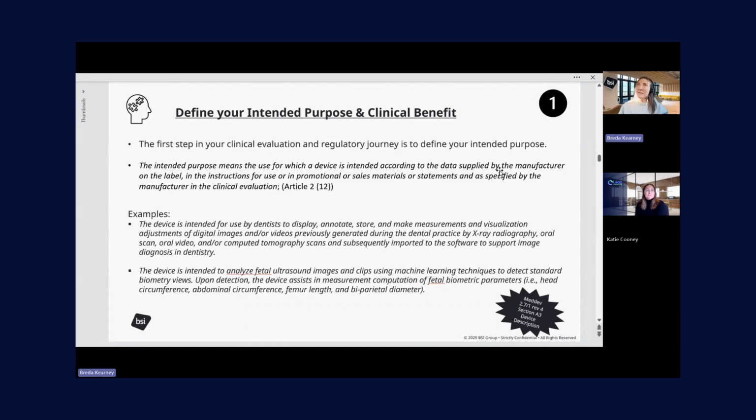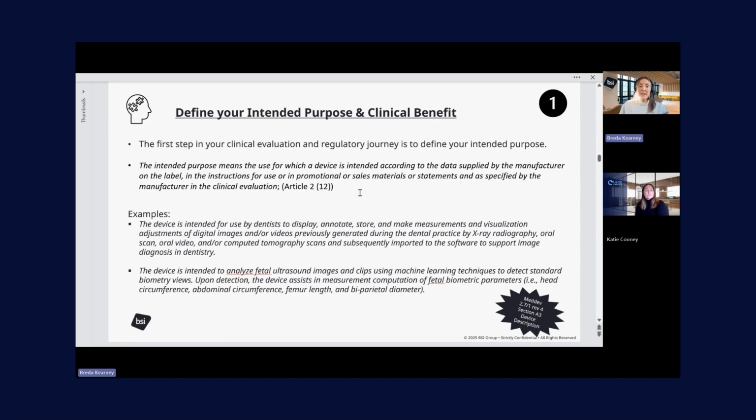Looking at the intended purpose, I would say it's one of the main deficiencies that we see when it comes to looking at clinical evaluations, not just for software, but for all types of medical devices. It's really important that you have a very clear, precise, specific intended purpose. And the intended purpose is essentially, what is the device intended to do? So what's it actually going to do?